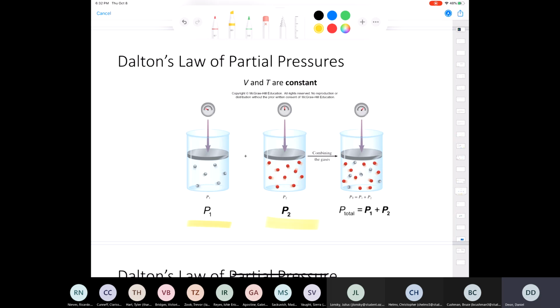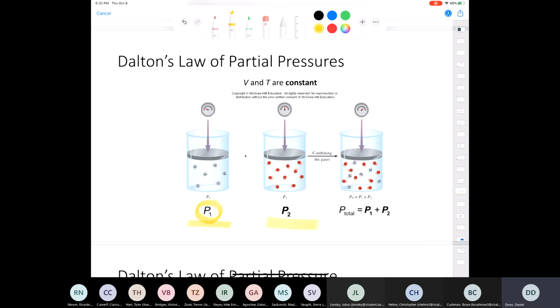And where does pressure come from? Well, if you think about the pressure in this first container, the pressure comes from the collision of those little gray spheres, of those gray molecules, against the walls of the container. And there's a certain number of those molecules.